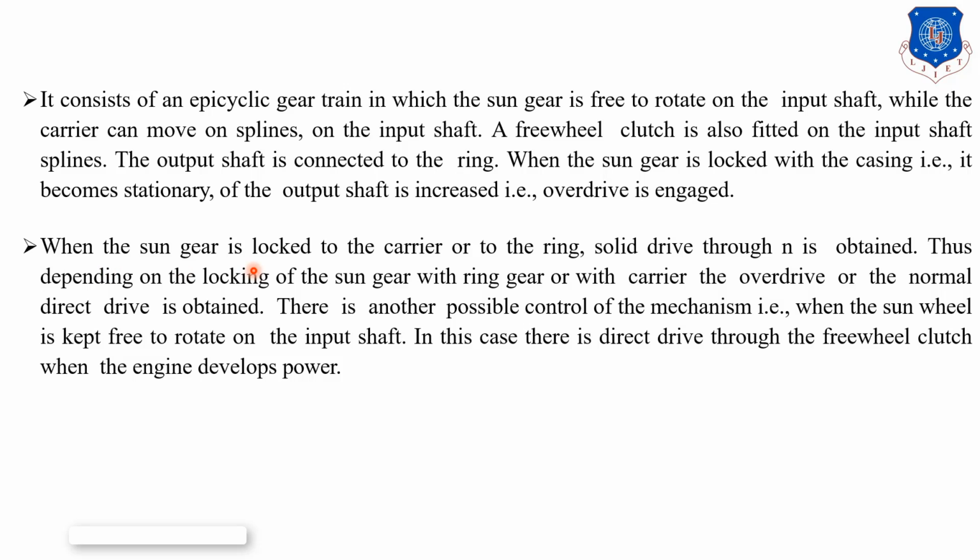When the sun gear is locked to the carrier or to the ring, a solid drive through is obtained. Thus, depending on the locking of the sun gear with the ring gear or with the carrier, the overdrive or the normal direct drive is obtained. There is another possible control of the mechanism, that is when the sun wheel is kept free to rotate on the input shaft. In this case, there is a direct drive through the free wheel clutch when the engine develops the power.